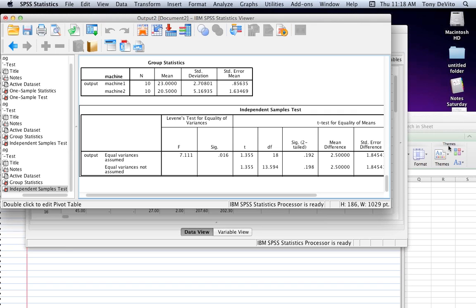Fail to reject. I like that. That's good. Everybody agree that's fail to reject? Because that number has to be less than 0.05 for me to reject the null hypothesis that the mean for machine 1 equals the mean for machine 2.